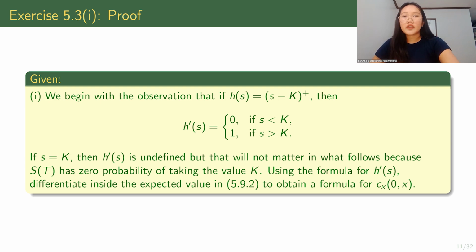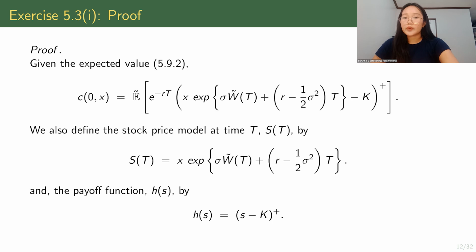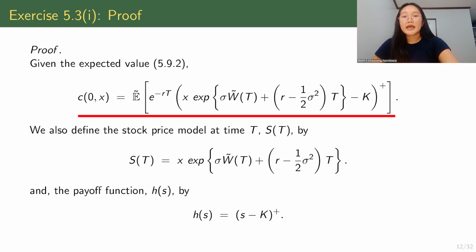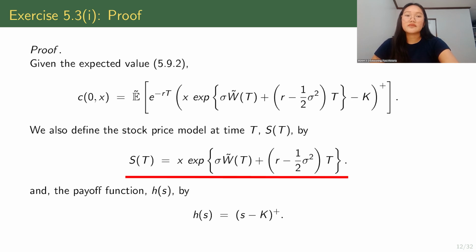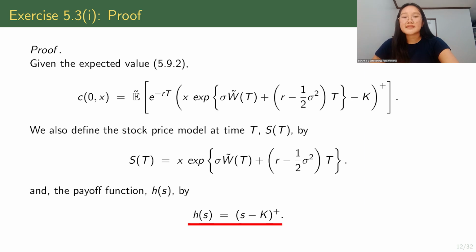Using the formula for h'(s), differentiate inside the expected value in 5.9.2 to obtain a formula for c_x(0,x). So now onto the proof. Given the expected value in 5.9.2, the derived call option at time 0 is given by this expression. We also define the stock price model at time T, S(T), as follows, and the given payoff function h(s) as shown.